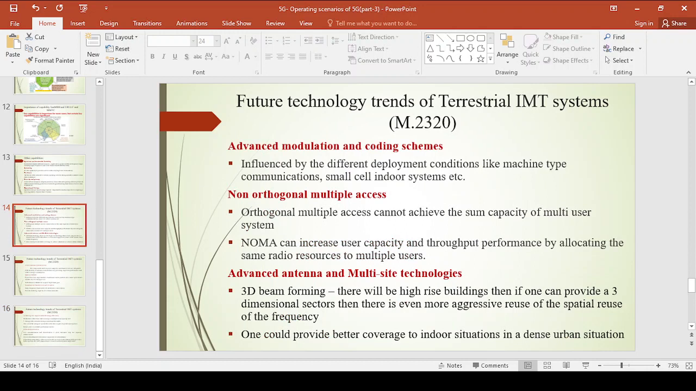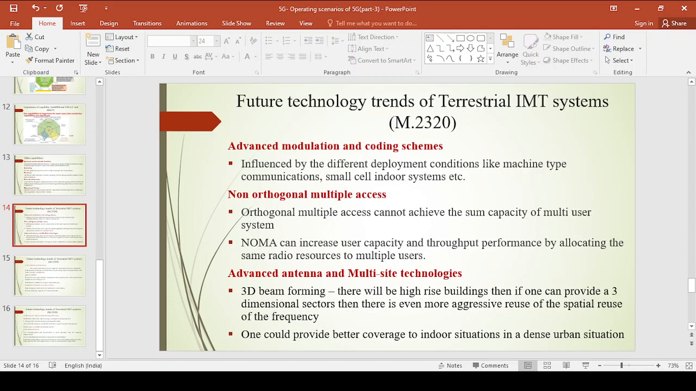We are expecting advanced modulation techniques and coding schemes. And next we have the future technology NOMA. Through NOMA we are allocating the same radio resources to multiple users, through which you can improve the capacity and throughput performance. And next one is 3D beamforming.